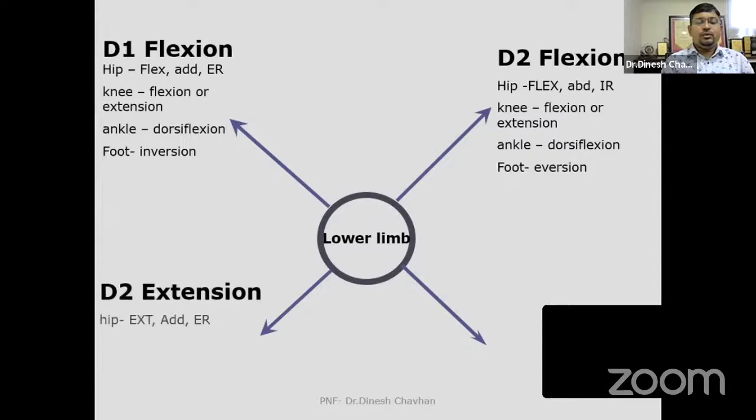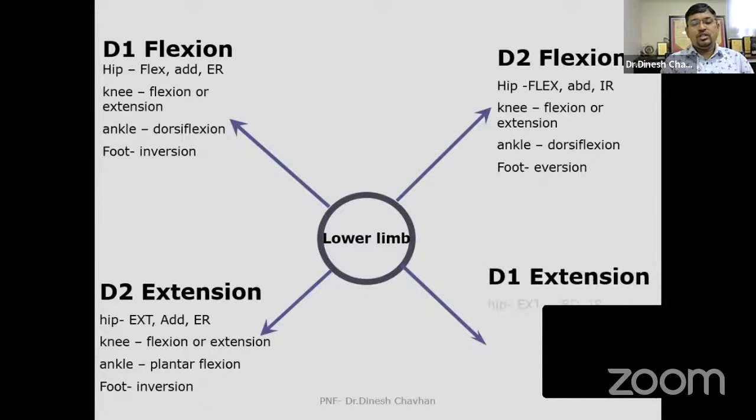What is happening during D2 extension? At the hip joint, extension, adduction, external rotation, at the knee joint flexion or extension, at the ankle joint plantar flexion, and the foot inversion. If you see D1 extension, at the hip joint extension, abduction, internal rotation, at the knee joint flexion or extension, at the ankle joint plantar flexion, and the foot eversion.